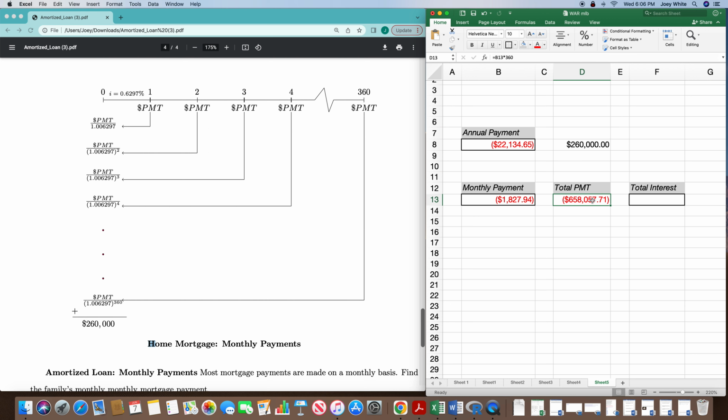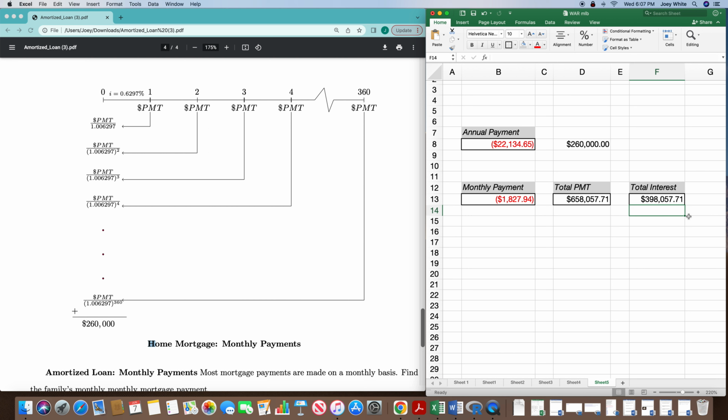I'm going to put a negative there to make that positive, which will make the calculations easier. This is how much is being paid in total. Only $260,000 of which is the actual amount borrowed, the principal. The rest is interest. So I can find the total interest: I take the total payments and subtract the principal, and that shows us that this family is going to be paying $398,057.71 in total interest. So they're going to be paying more in interest than in principal, the amount actually borrowed, about 50% more, to be specific.